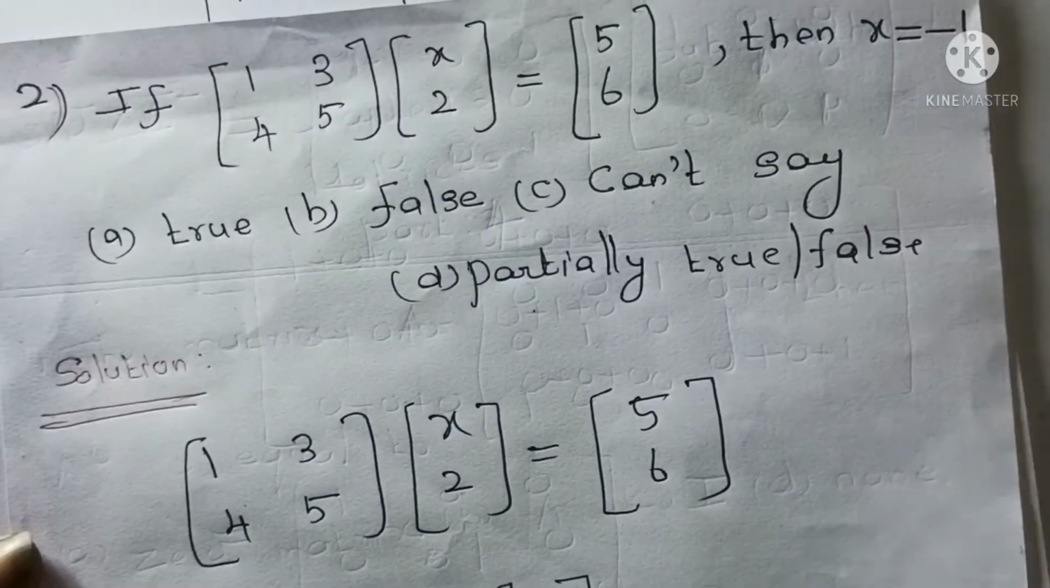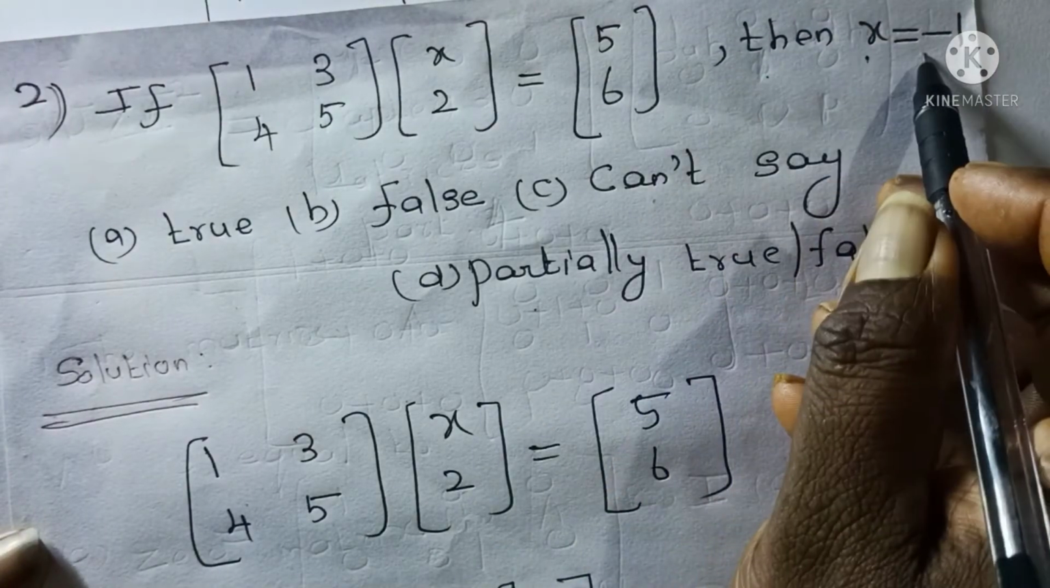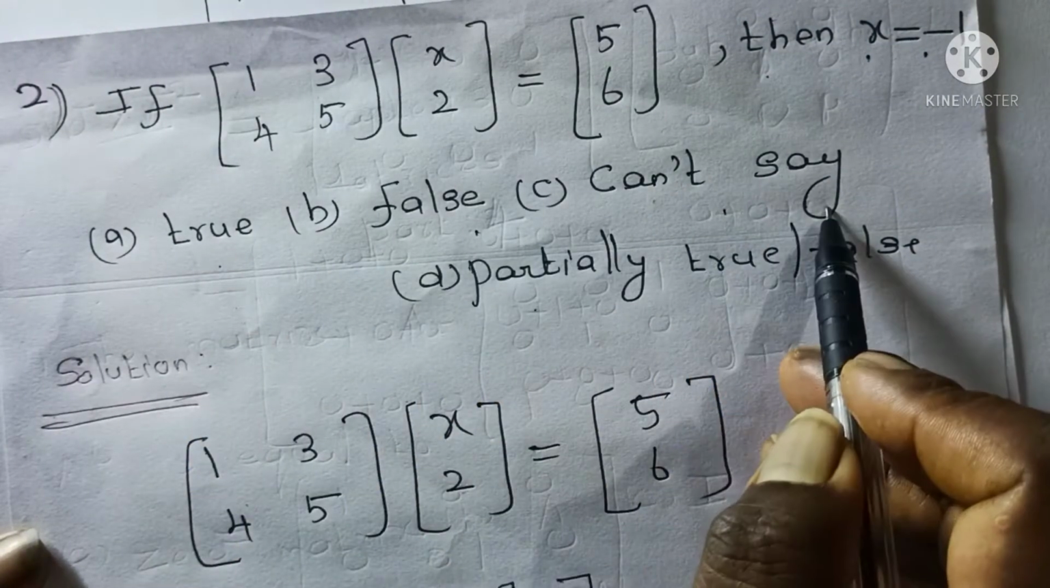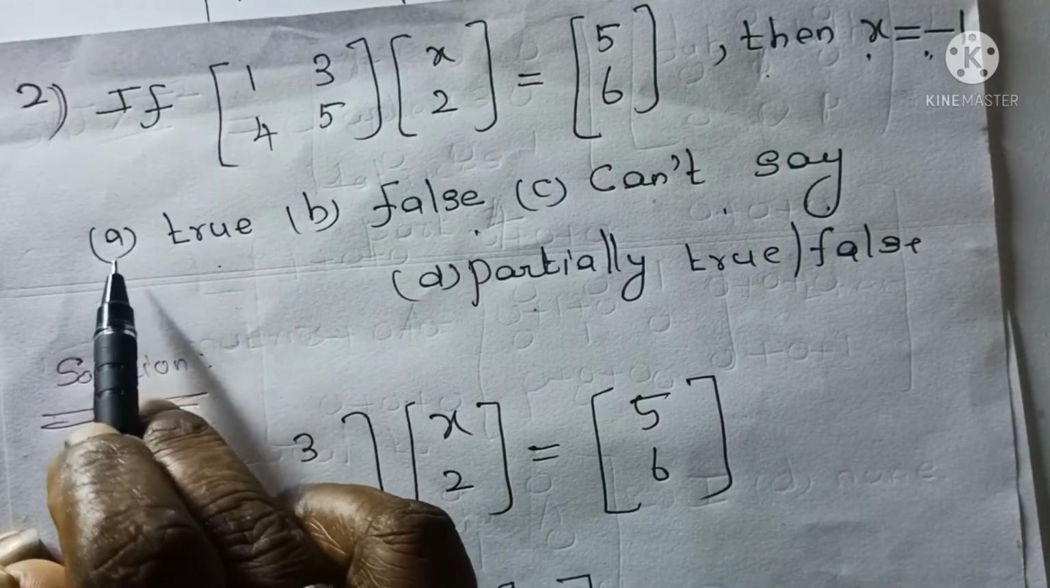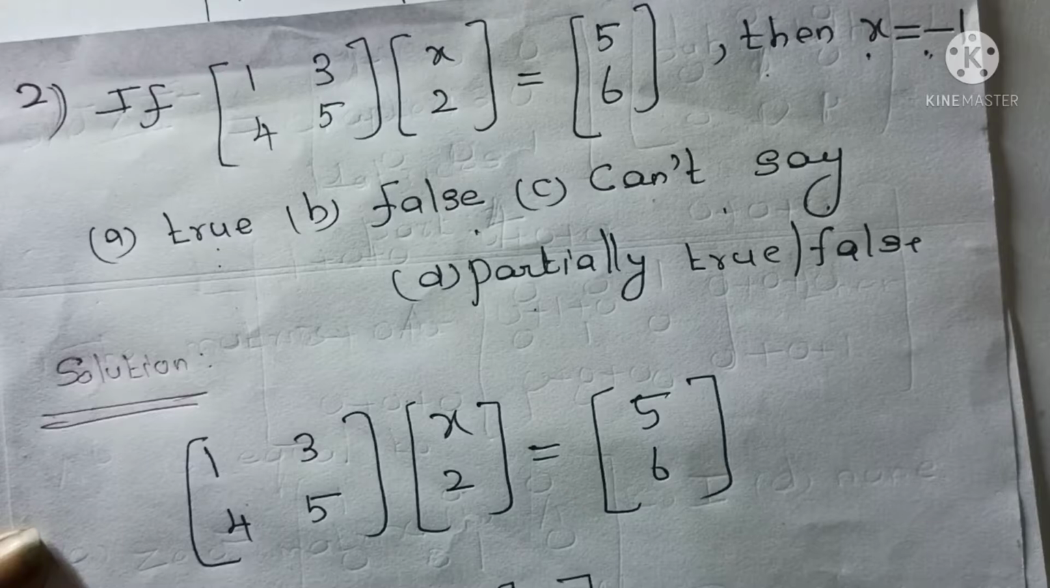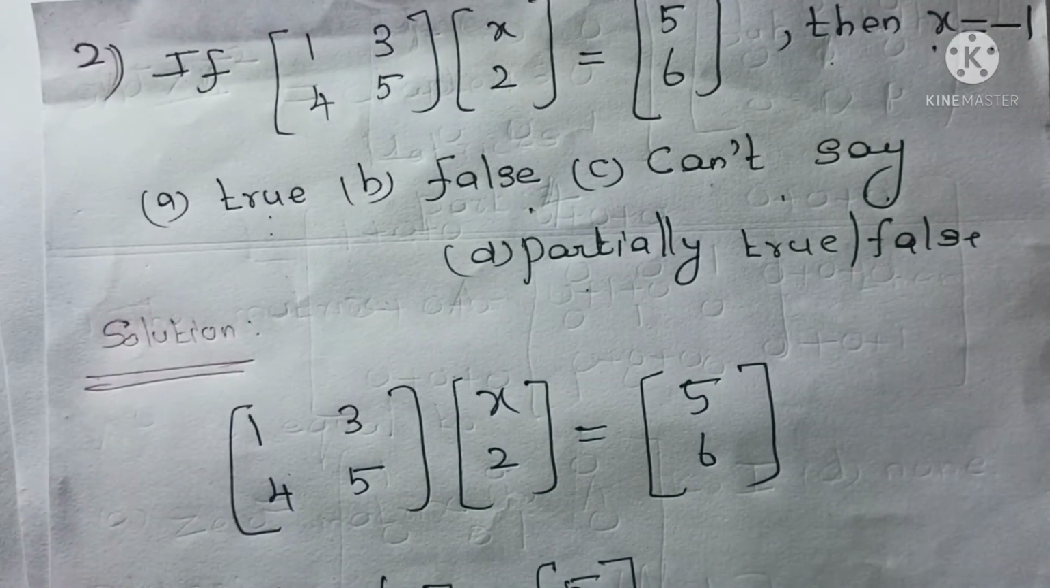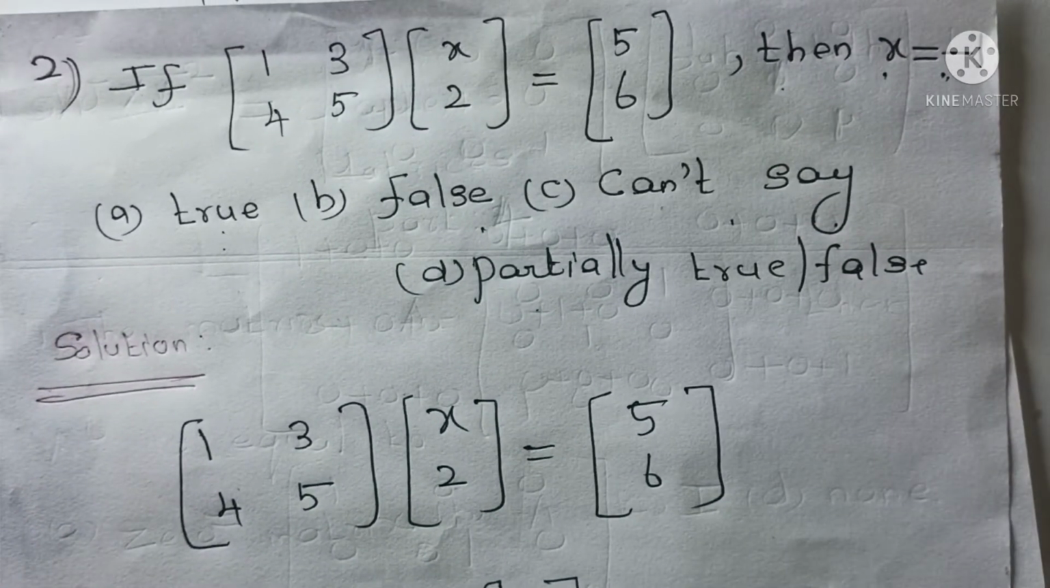So from the question, x is equal to minus 1. True, false, can't say. X is equal to minus 1 we got, correct. So what is the answer? What is the option? Option A is correct, true. So I am showing this question and answer. If you want, you can write.